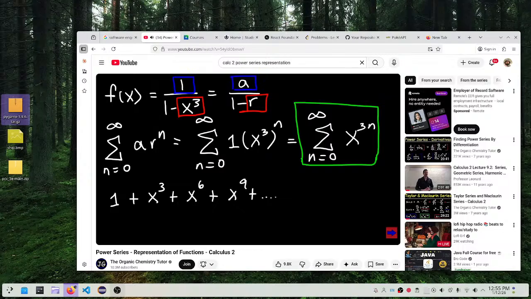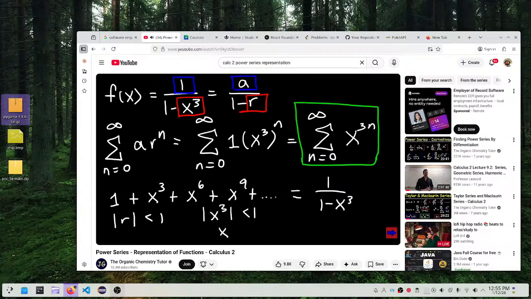And so this power series is equal to 1 over 1 minus x cubed for certain x values. And those x values will be based on the interval of convergence. To find the interval of convergence, start with this expression: the absolute value of the common ratio is less than 1. And we can see that the common ratio is x cubed. So we could say that the absolute value of x cubed has to be less than 1.